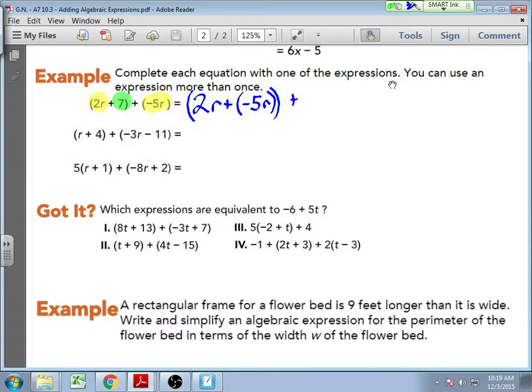The 7, does the 7 have a like term? Nope, the 7 is all alone. So lonely.